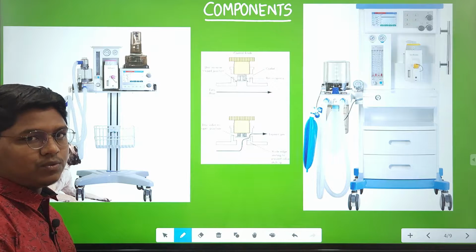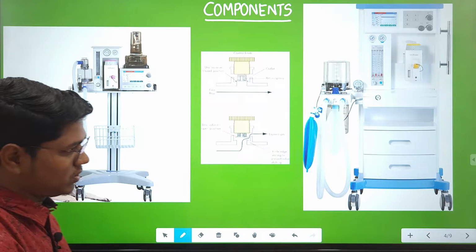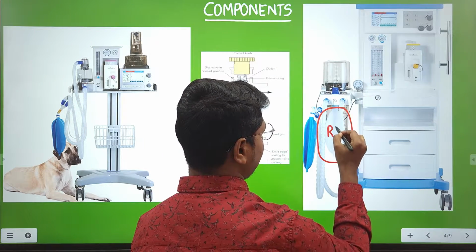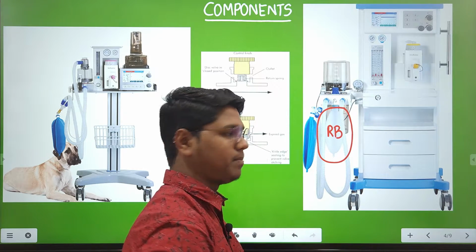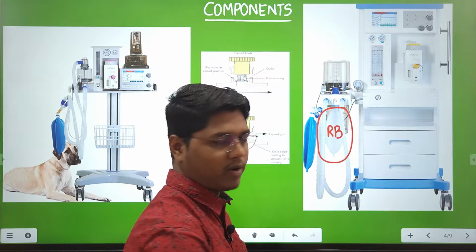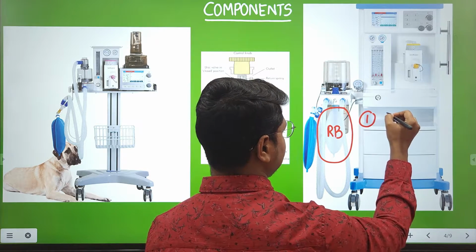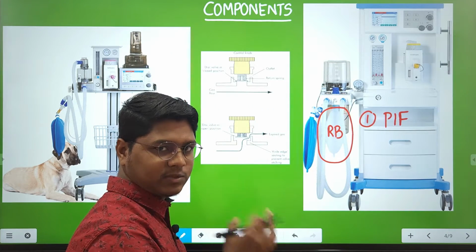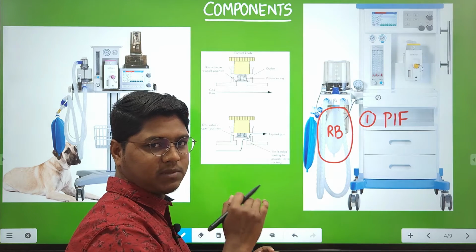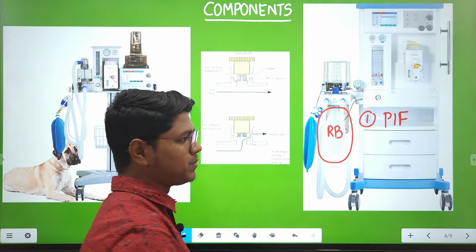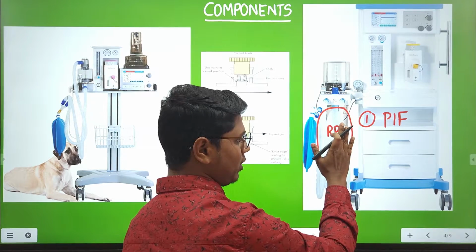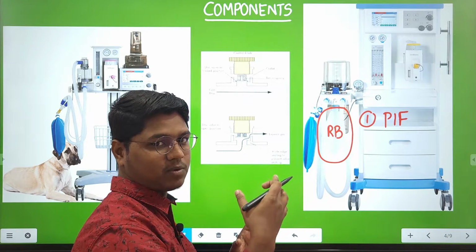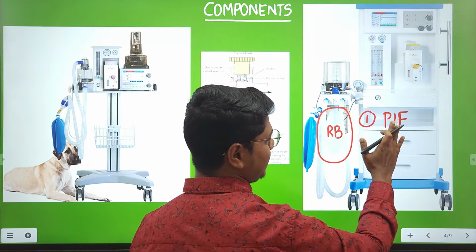Before going to the circuits, we should know the components of a breathing circuit. The first component is the reservoir bag, or you can say rebreathing bag. This reservoir bag has multiple functions. One among them is that it helps in peak inspiratory flow, as it contains both expired and inspired air. So it helps in maintaining the inspiration flow. If it were not in the circuit, for inspiration flow you would need a higher fresh gas amount.